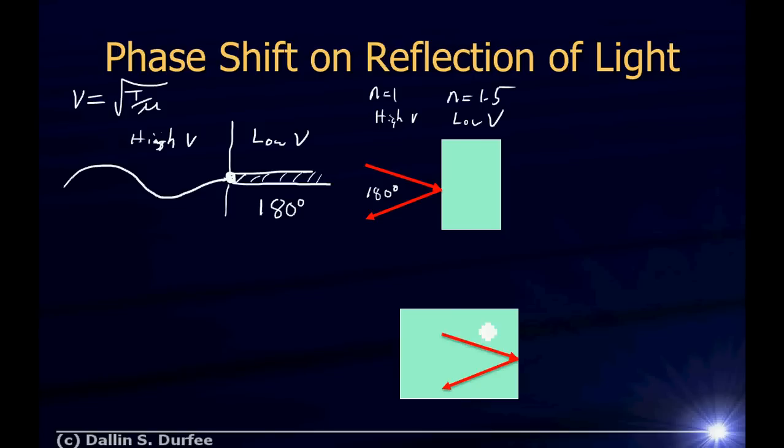But now let's consider what happens. Our light goes through this piece of glass. Let's say it gets to the other side. When it gets to the other side, some of the light transmits out of the glass, but some of it reflects. What about this reflection right here? Now I'm going from low velocity back into a high velocity medium. What happens when you're going from low to high velocity?